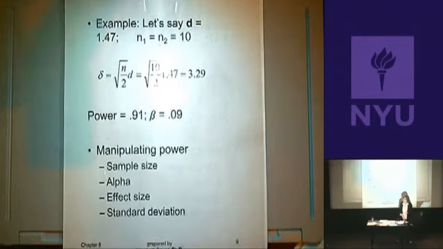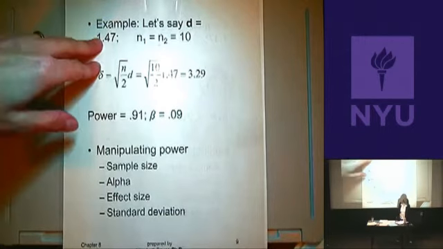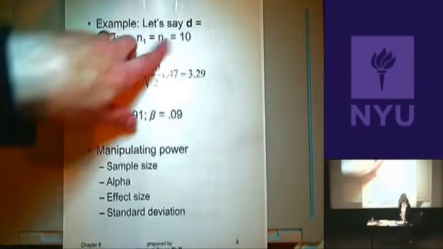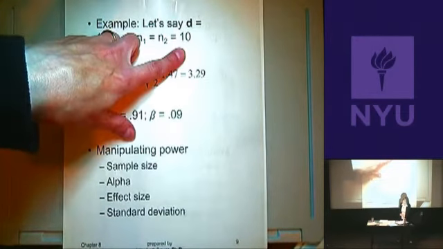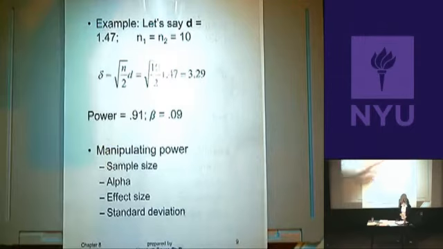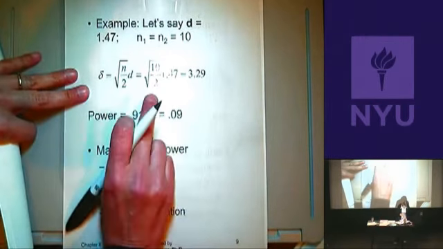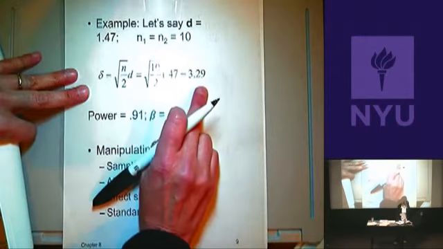By the way, did we talk about small, medium, and large effect size? I think we did. So what is this? 1.47. That's a really big effect size. So if we have an effect size of 1.47, and each group has 10 in it, then we could find delta like this. We plug in our numbers, and we find a delta of 3.29.